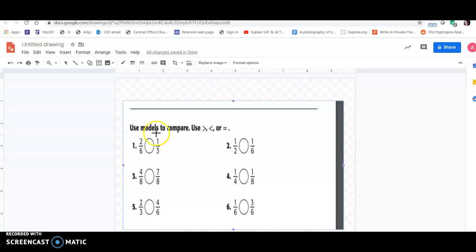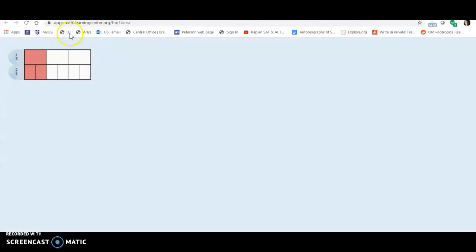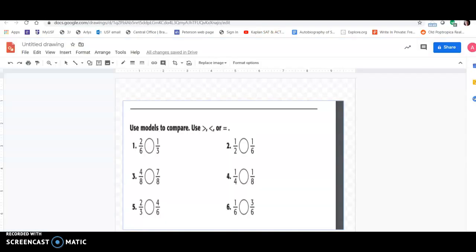On this assignment, it was 2/6 and 1/3. So I used this apps.mathlearningcenter.org fractions, and I put a 1/3 in there and a 2/6. So on this particular one, 2/6 is equal to 1/3.